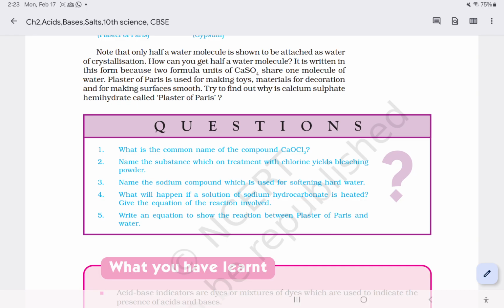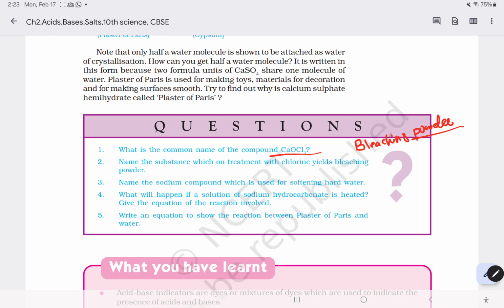What is the common name of the compound CaOCl2? The common name of CaOCl2 is bleaching powder. Bleaching powder is also known as CaOCl2.